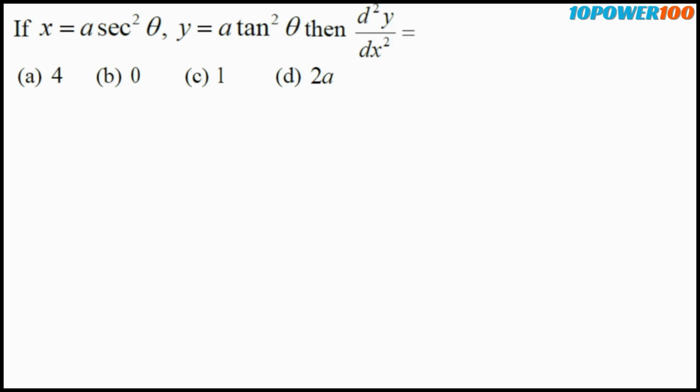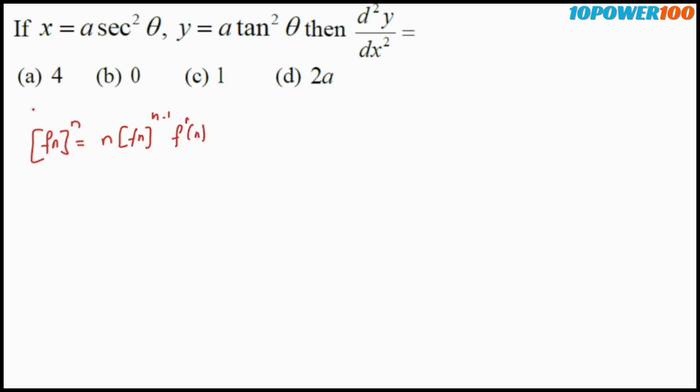Next question, if x is equal to a secant square theta and y is equal to a tan square theta, then the double differentiation with respect to x is. So before doing this, I'll discuss what is differentiation of function power n. So function power n is equal to n into function power n minus 1 into differentiation of function, f dash of x.